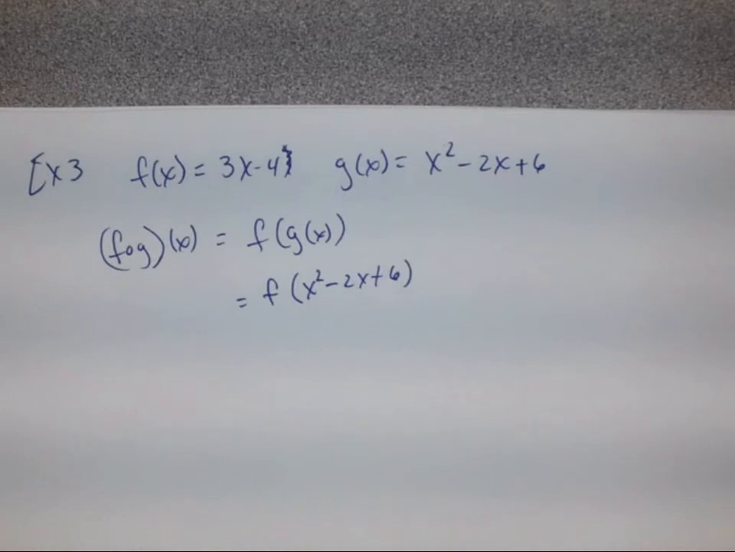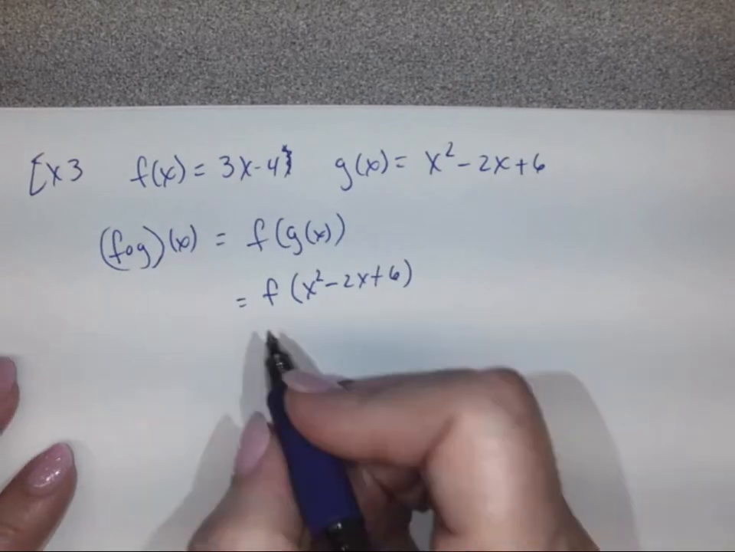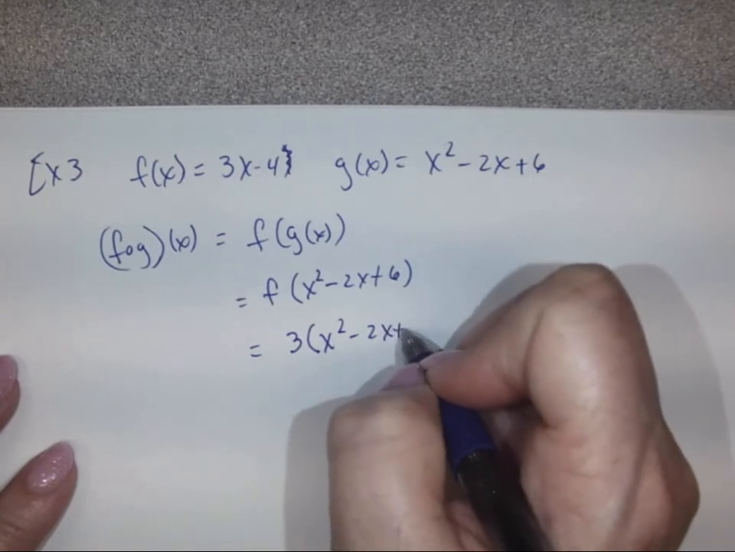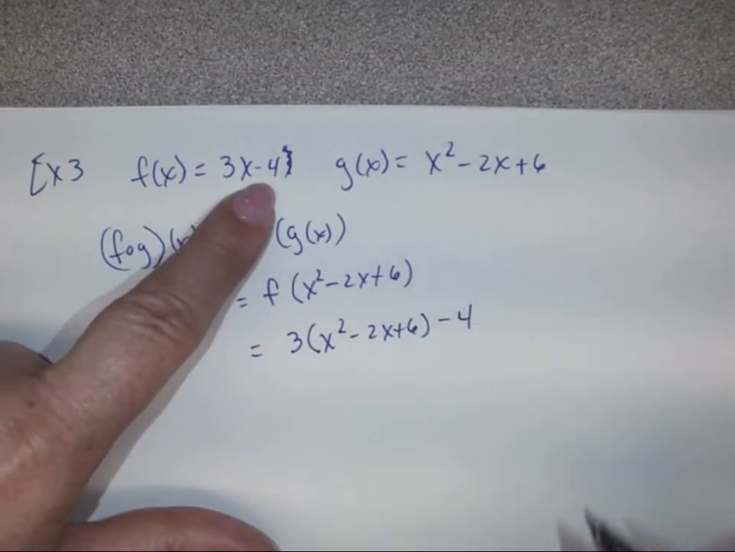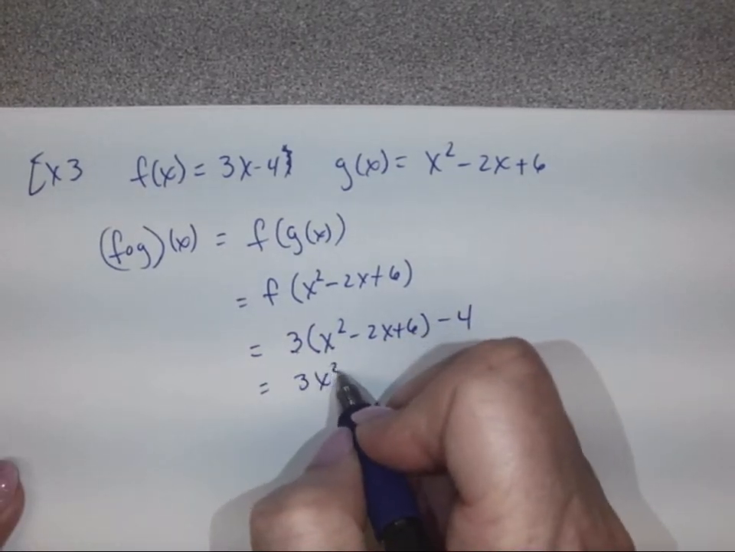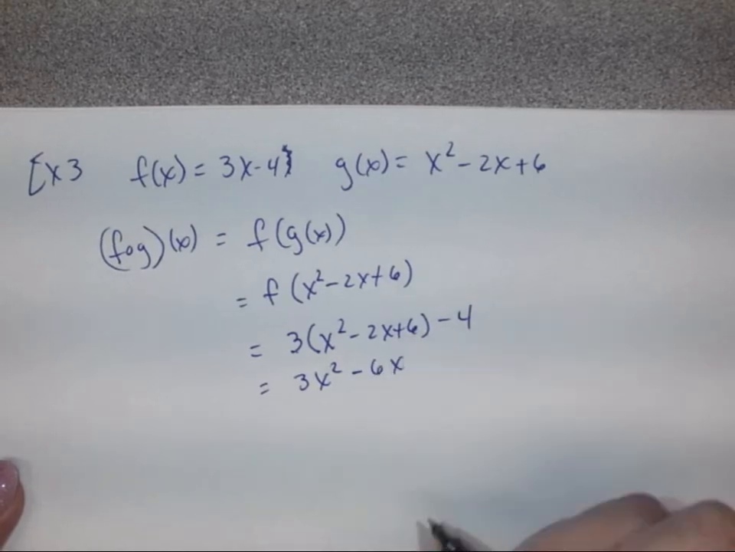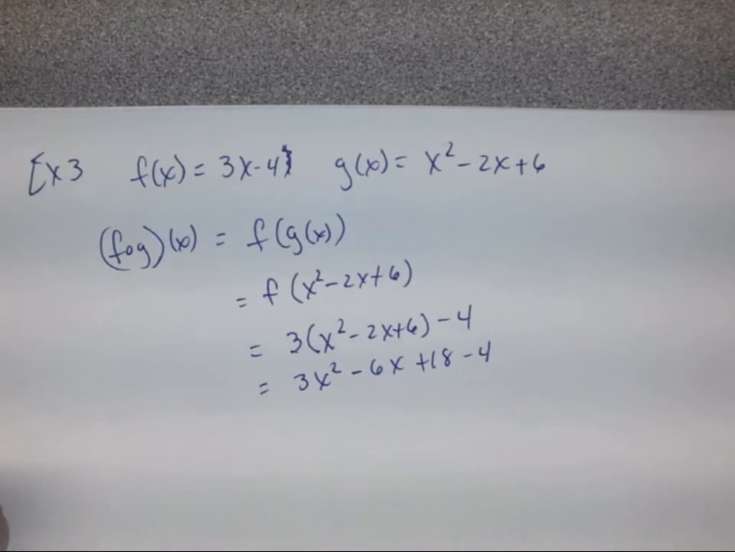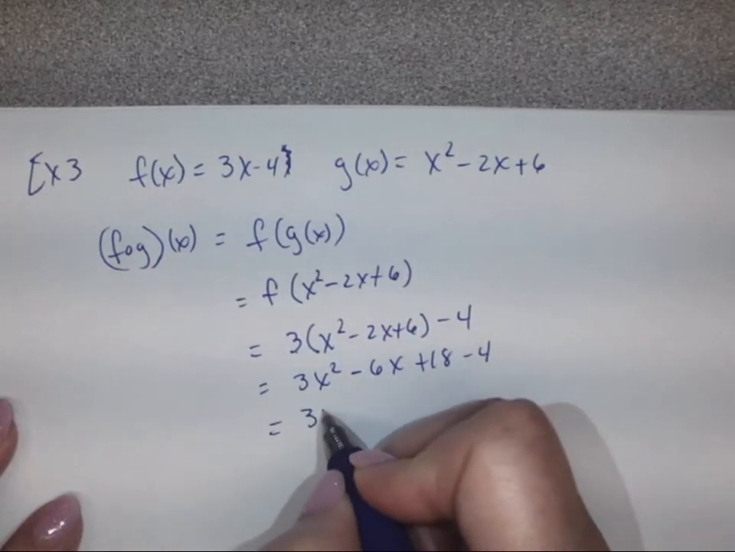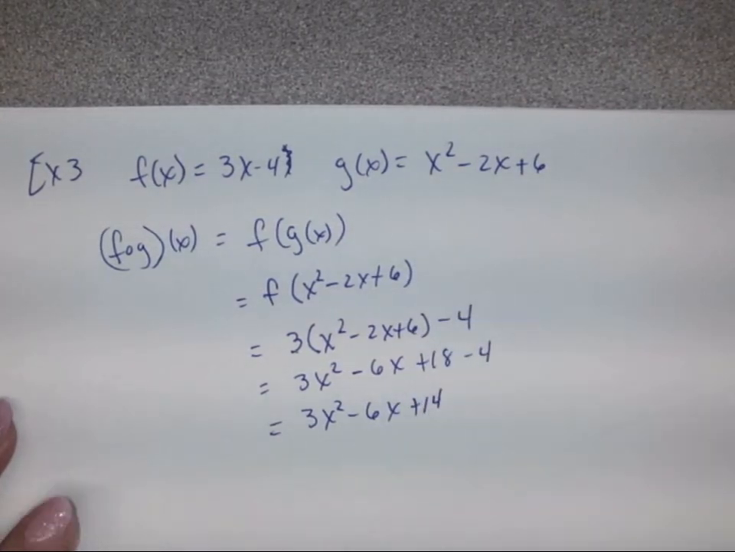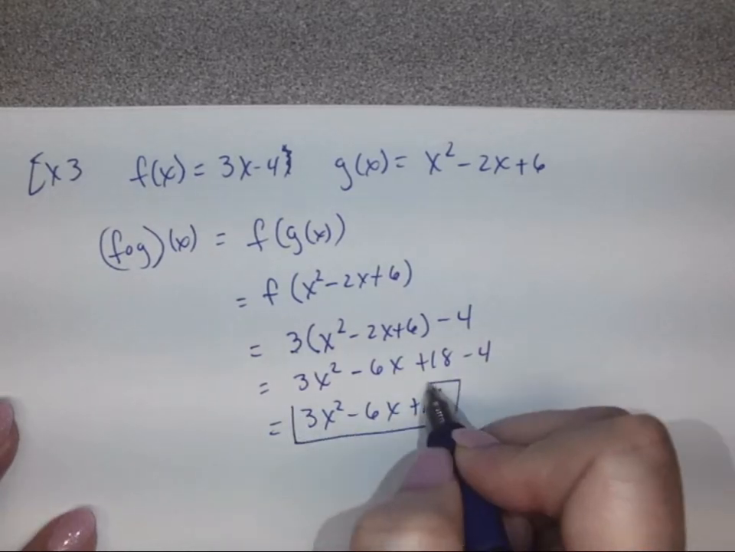So that means we're going to plug in this entire part wherever our x is. So we've got 3 times x squared minus 2x plus 6, and then we have a minus 4 sitting out there. So 3 times x squared, 3 times negative 2 is negative 6x. 3 times 6 would be 18 and a minus 4. Now we'll combine like terms, and we have 3x squared minus 6x. 18 minus 4 will get us 14. And that would be your answer right there.